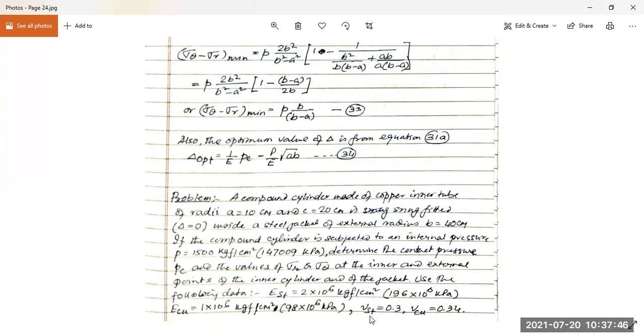Nu is given as 0.3 for steel, and nu for copper is equal to 0.34. This is the coefficient of lateral expansion.